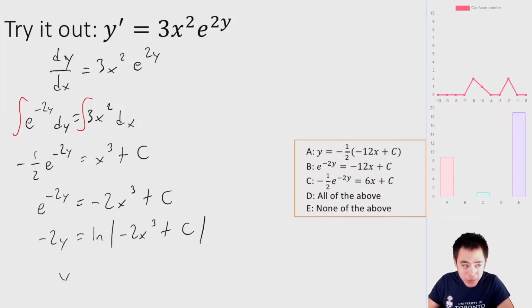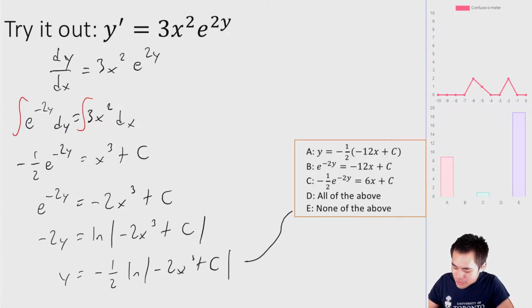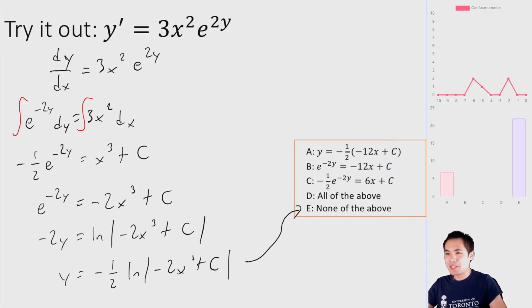And y is equal to minus 1/2 times natural log of minus 2x cubed plus c. And unfortunately, I made a mistake, and so the answer is actually none of the above. So I originally meant for this answer to be all of the above. So you'll notice that A, B, and C are actually all equivalent answers in this case. But unfortunately, I made a mistake when I was writing up my notes, and so the answer is actually none of the above.